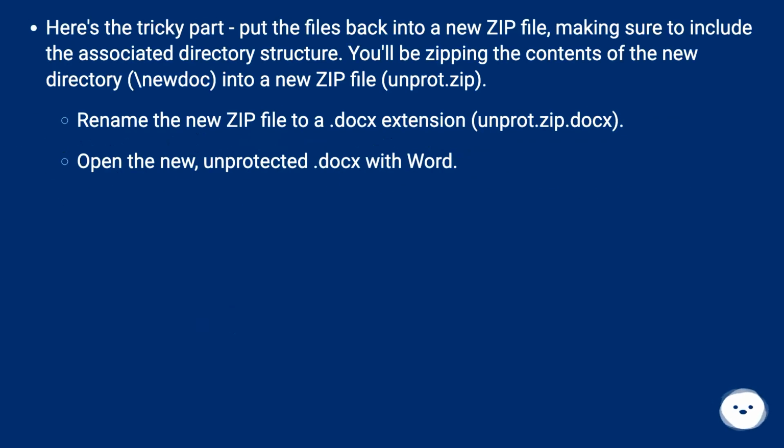Here's the tricky part: put the files back into a new zip file, making sure to include the associated directory structure. You'll be zipping the contents of the new directory, /newdoc, into a new zip file, unprot.zip. Rename the new zip file to a docx extension, unprot.zip.docx. Open the new, unprotected docx with Word.